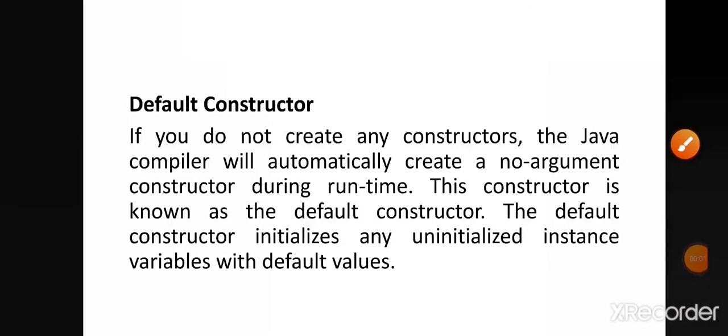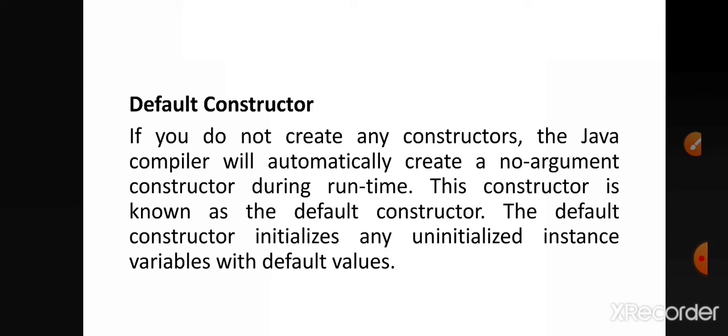Next type of constructor is a default constructor. In your Java program, if you do not declare any constructor explicitly, then the Java compiler will automatically create a constructor which does not accept any argument at runtime, and this constructor we call a default constructor.